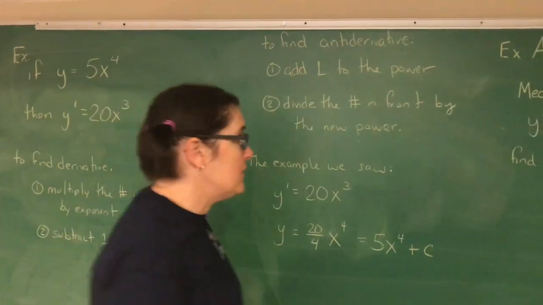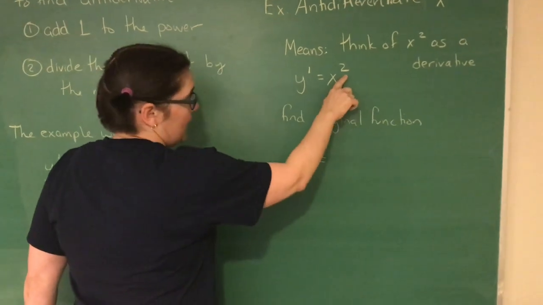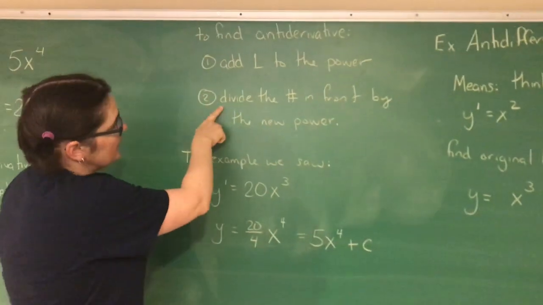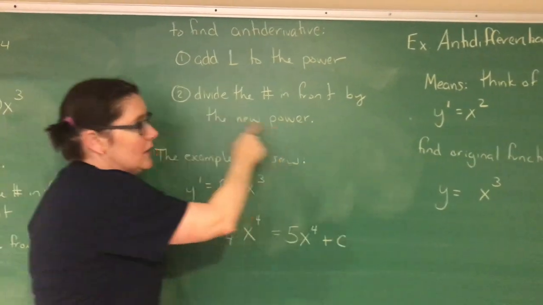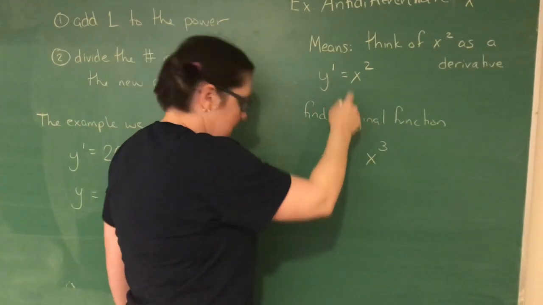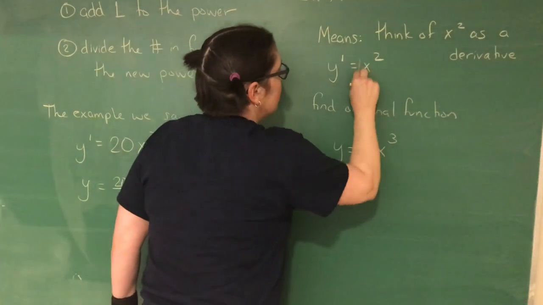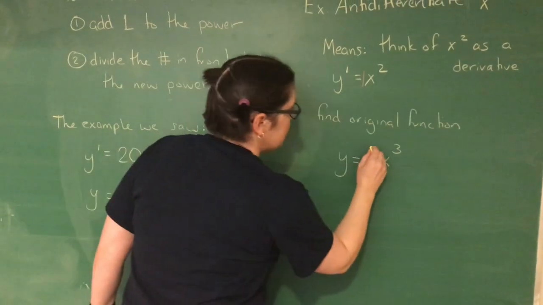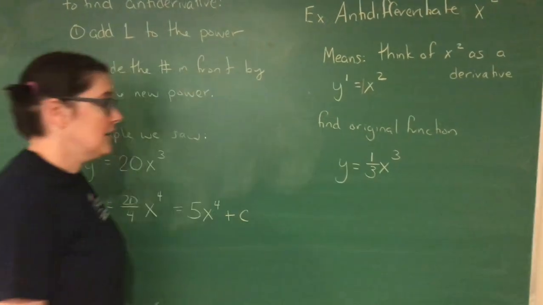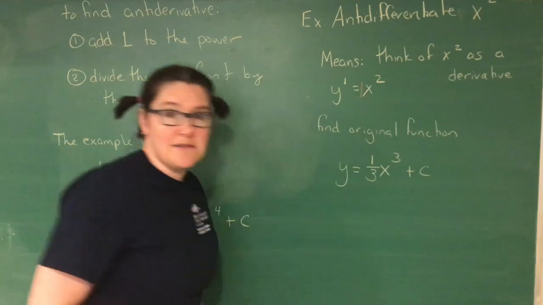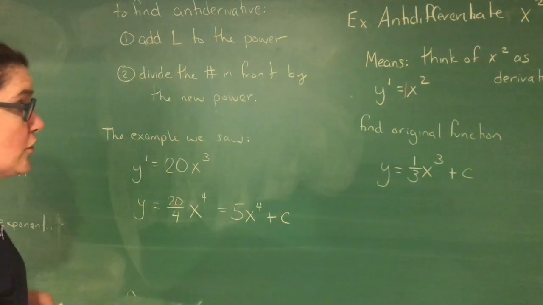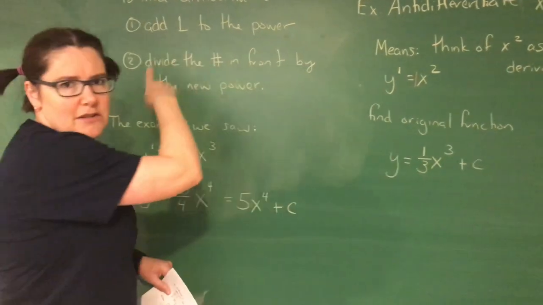Our first step is to add 1 to the power. So our power, we had a power of 2, so now we have a power of 3. And then I want to divide the number in front by the new power. Now, in this case up here, there's no number in front, but whenever there's no number written down, there's an understood 1 in front of that x squared. So I have 1/3 x to the 3rd. And then I add on that plus c because there could have been a number on the original function whose derivative is 0.